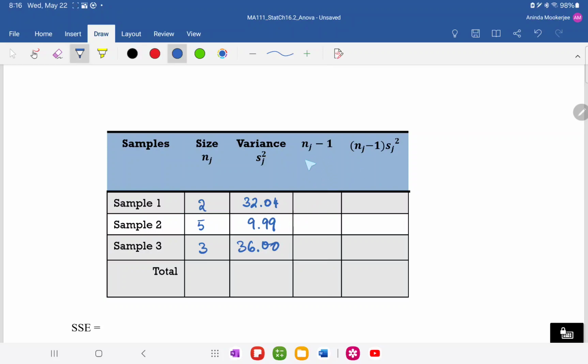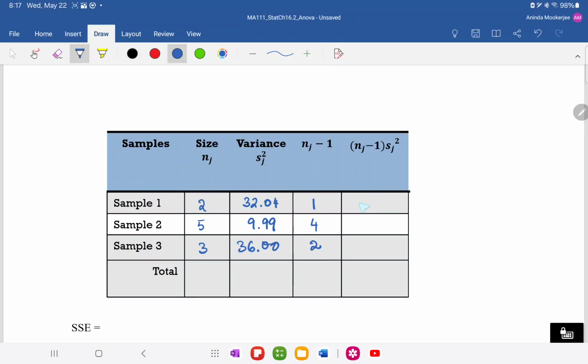The next column is n sub j minus 1. So just subtract 1 from each of these sample sizes. So 2 minus 1 is 1, 5 minus 1 is 4, and 3 minus 1 is 2. And now just multiply the variance with the n sub j minus 1 value. So this third column and the fourth column should be multiplied and put in the last column.